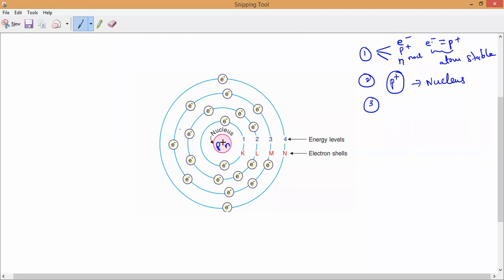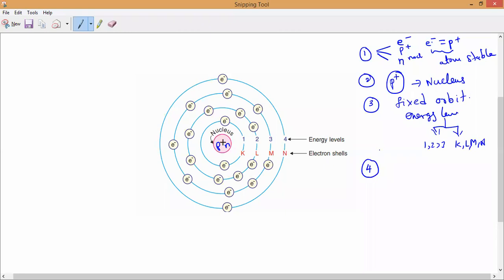All the electrons are revolving rapidly around the nucleus in fixed orbits, called orbits or energy levels or energy cells. These electrons are negatively charged, and they revolve around particular fixed orbits. These orbits we call energy levels or energy cells. We represent these energy levels in 2 ways: either as 1, 2, 3, 4, or as K, L, M. That is the third point.